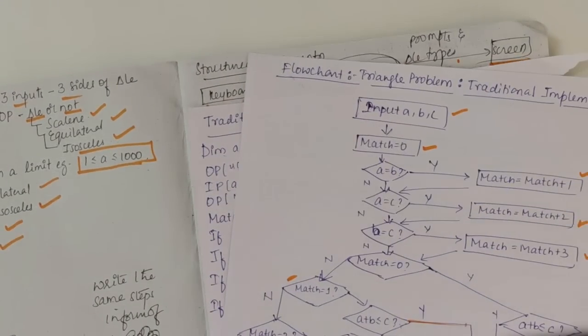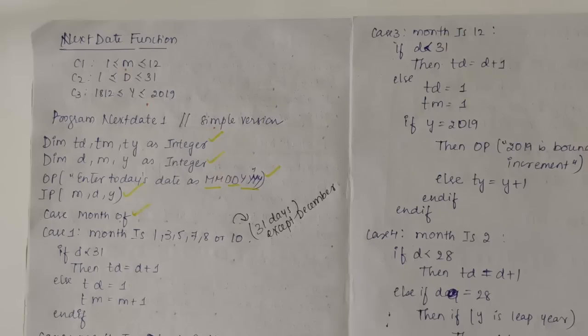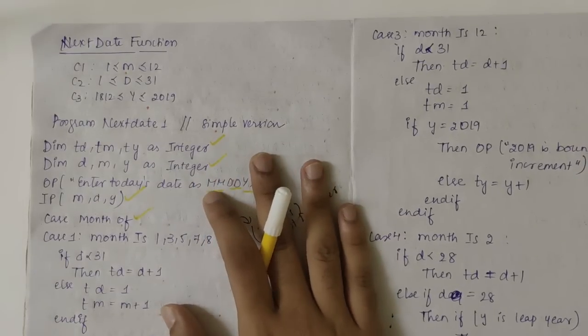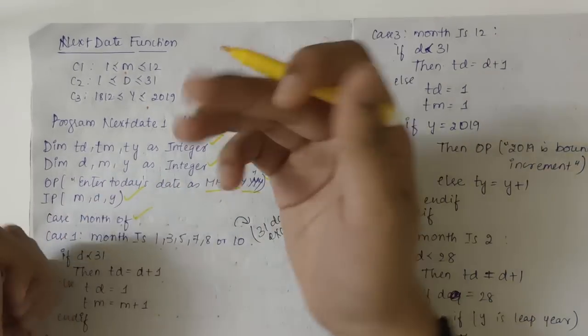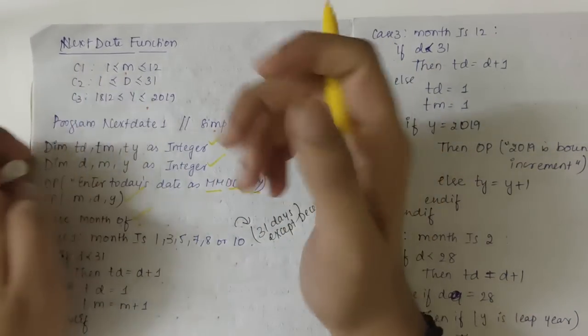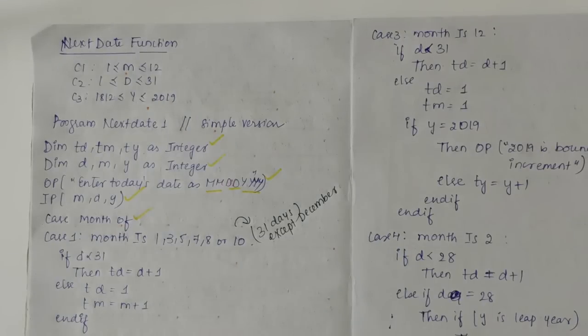We'll move further. We'll look into the next date function. Now let's look into the next date function. For the next date function, they can ask for the pseudo code. Here again, we have two types of code: the first one being the simpler code, and the other one is the improved one. Starting with the simpler one, the next day problem is like this: we take an input comprising the date, month and year, and we have to generate the next date of that particular input.